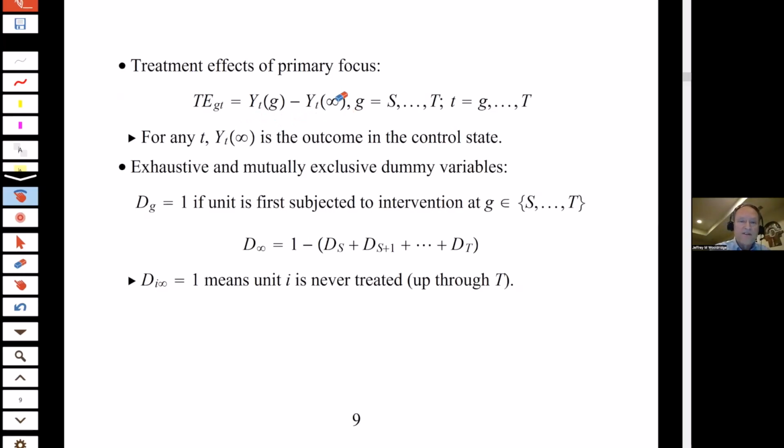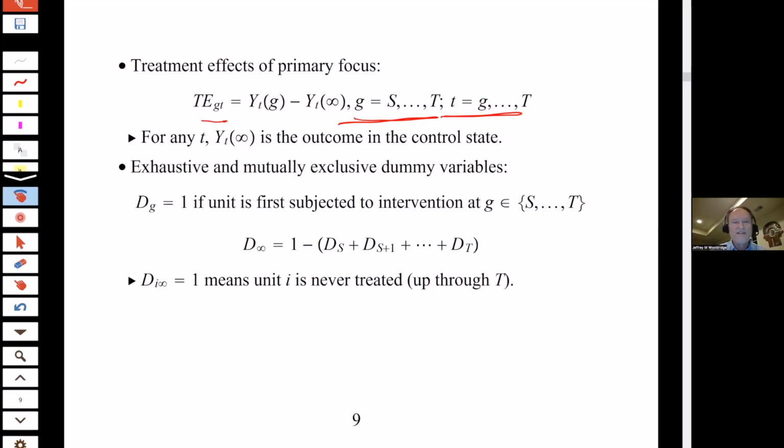Notice these treatment effects are indexed by cohort or group G and by calendar time. And once we have fixed the cohort, we're only going to be able to identify treatment effects going forward, starting at the first treated state and then going forward.